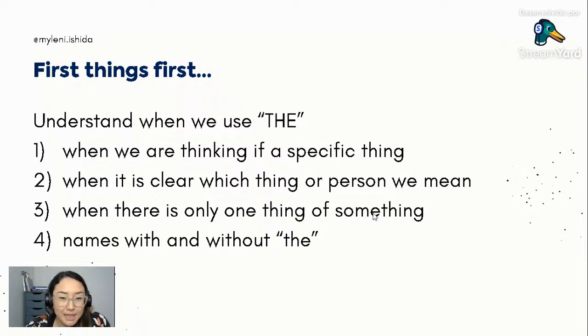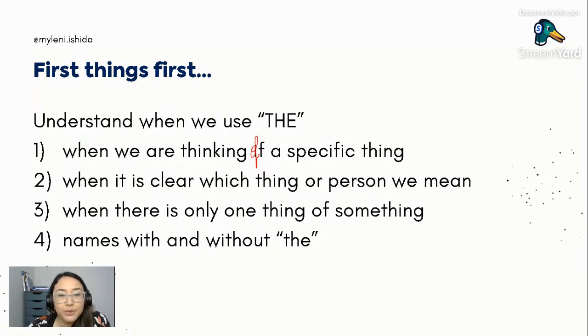The first thing here is we have to use the when we are thinking of a specific thing. There is a typo here. Not if, it's of. Nice. The second situation is when it's clear which thing or person you mean. Imagine we have a conversation and then I'm talking about a car, okay? And then I want to talk about the car again. And then I'm not going to say a car, I'm going to say the car. Which car? The car I was talking about before, right?